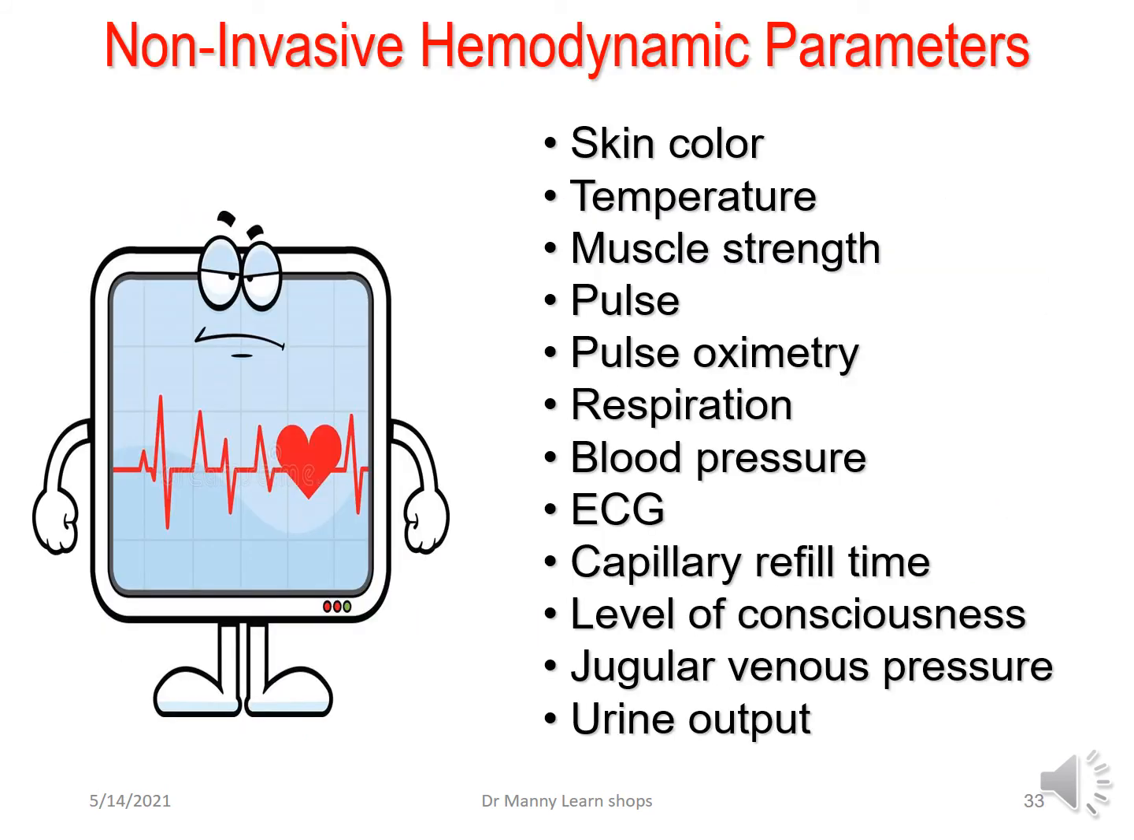Now let's review some of the non-invasive hemodynamic parameters. I've just listed them as such: skin colour, skin temperature, muscle strength, pulse oximetry, respirations, blood pressure, ECG monitoring, the capillary refill time, the level of consciousness, the jugular venous pulse or pressure, and urine output. And these are just some of them, more common ones.